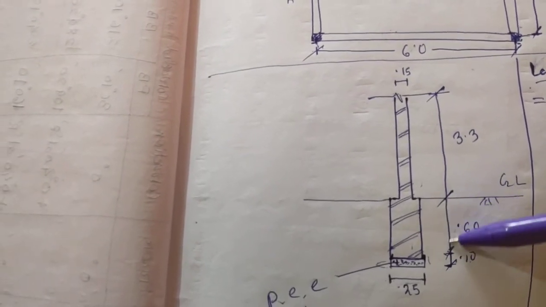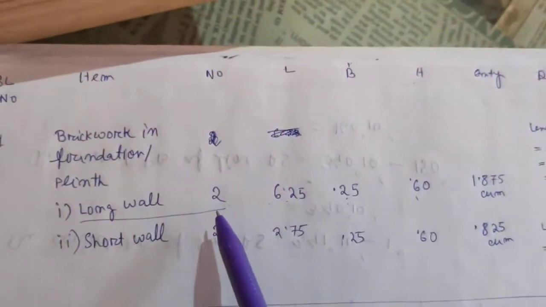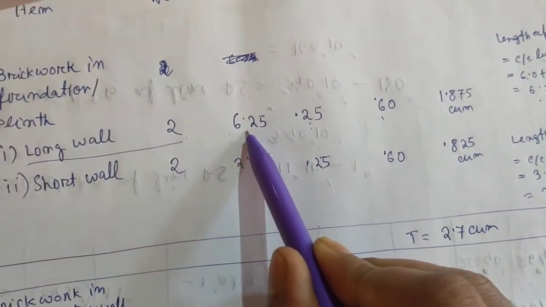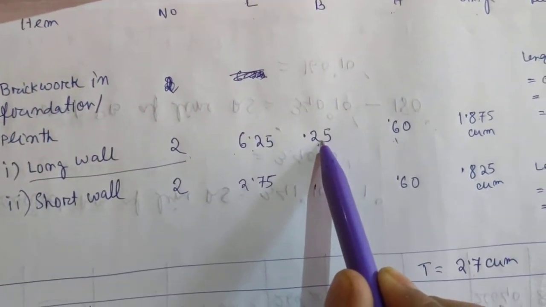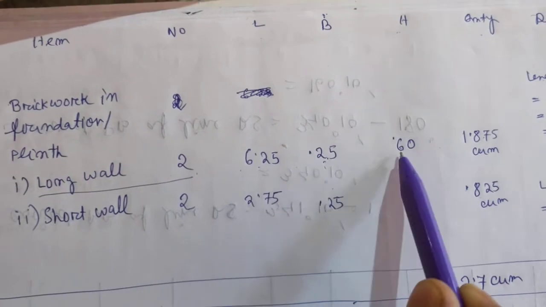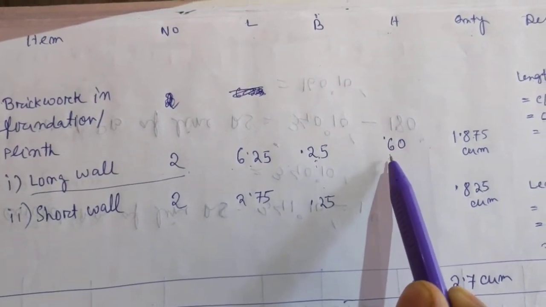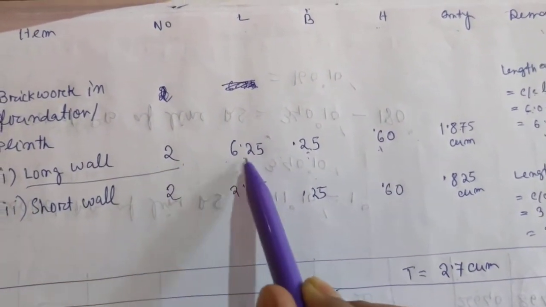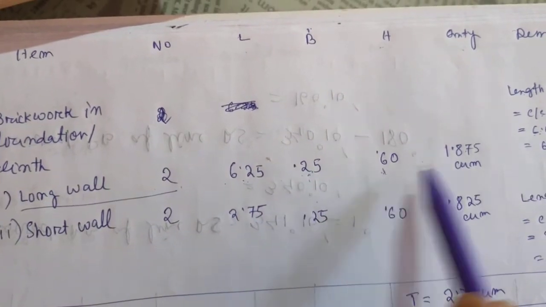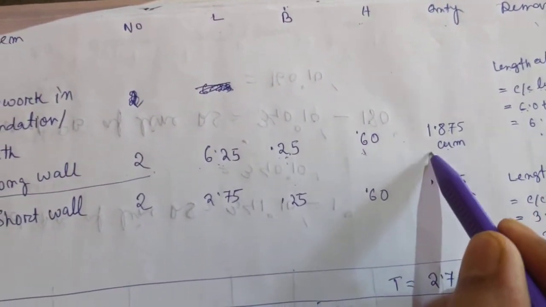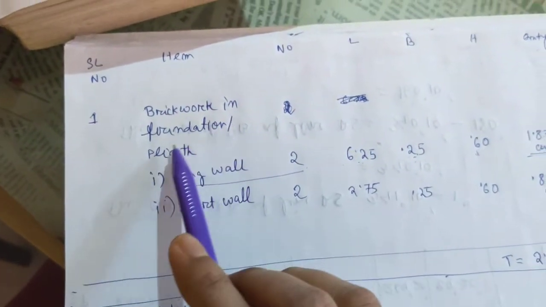It is given as 0.6. So the number is 2, the length we have found out to be 6.25, the breadth is given in the drawing as 0.25 and the height is also given in the drawing as 0.6. So number into length into breadth into height is the quantity. We have found out the quantity to be 1.875 cubic meter. That is the brickwork in foundation or plinth wall.